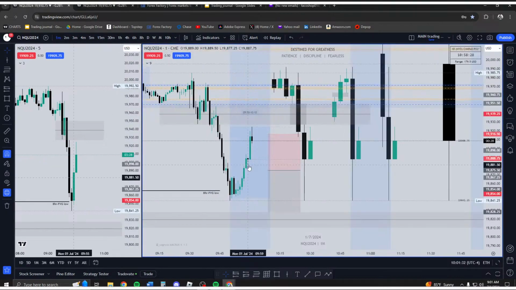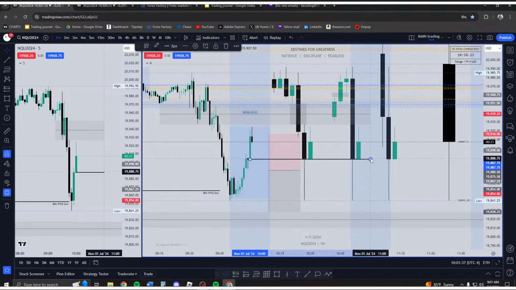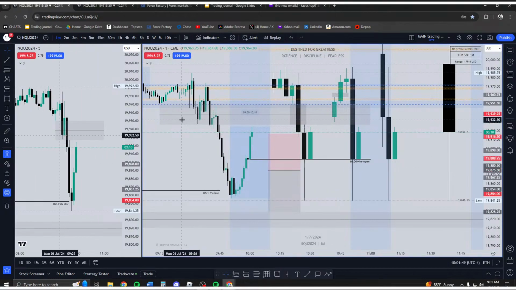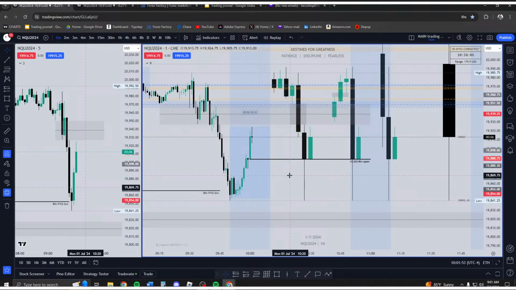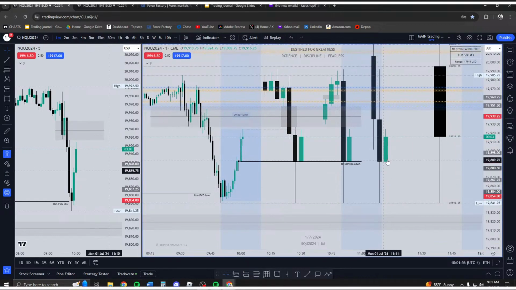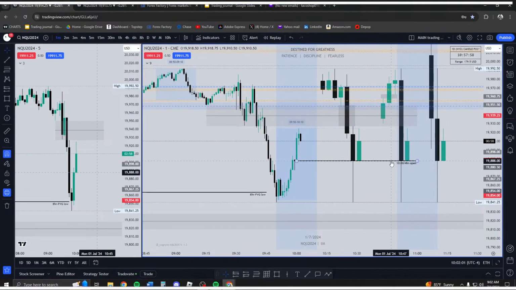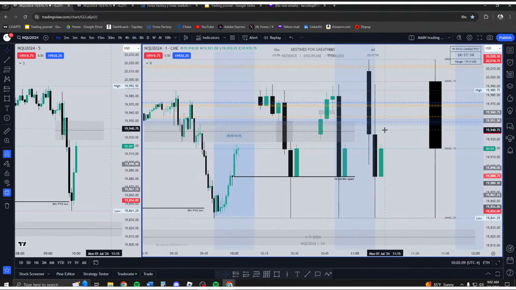Let's mark out that 10 o'clock open, because it will be very important. It's important for us to know. So this is the 10 o'clock 4-hour open. You always want to be selling above the open or buying below the open. And this applies to every single time frame.